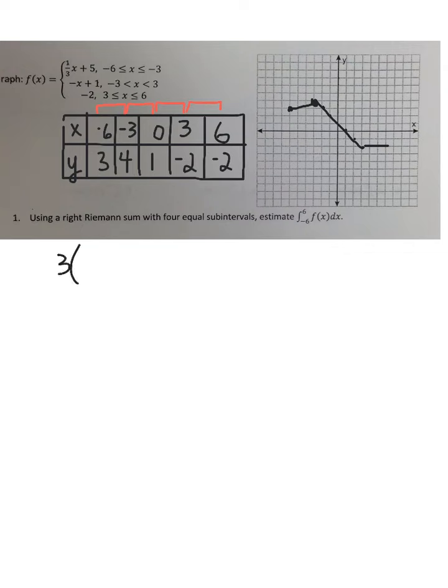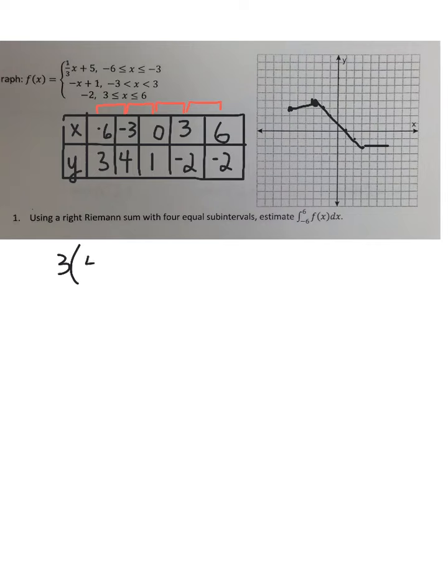And then let's look at the height. So we're using right Riemann sum. So for this first subinterval here, -3 is on the right, and I'm going to its height of 4. Okay, and then when I go to the next interval from -3 to 0, 0 is on the right. I'm going to its height, which is 1. Then the next interval will be 0 and 3. 3 is on the right. I'm going to its height, which is -2. And then the last one between 3 and 6. 6 is the number on the right. Its height is -2. Okay, so let me write all those numbers down.